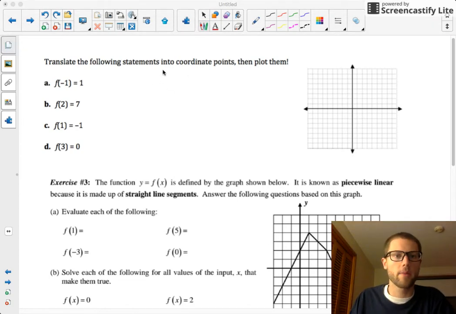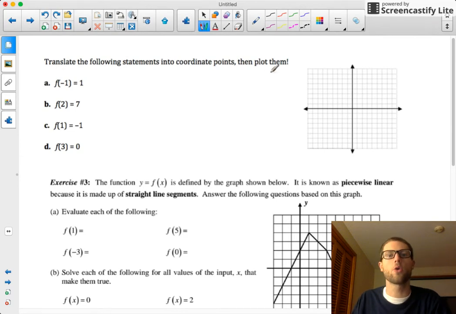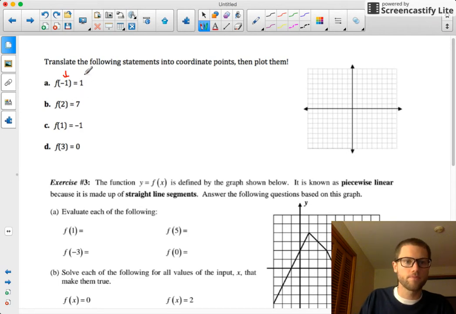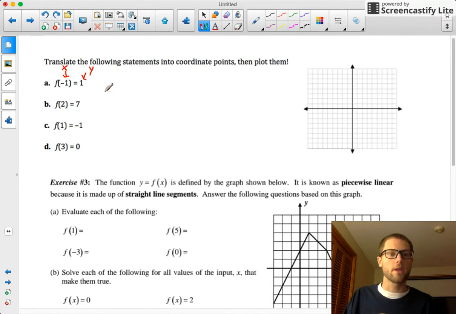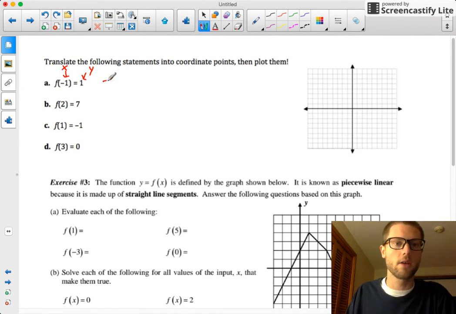All right, over on the back page here, what we're asked to do is translate the following statements into coordinate points and then plot them. So this is using function notation here again, and remember that the number inside these parentheses is my x, or my input, and outside on the other side of this equation, this is going to be my output, or my y. So if we want to create a coordinate that's associated with this, well, that's an xy coordinate, -1, 1.